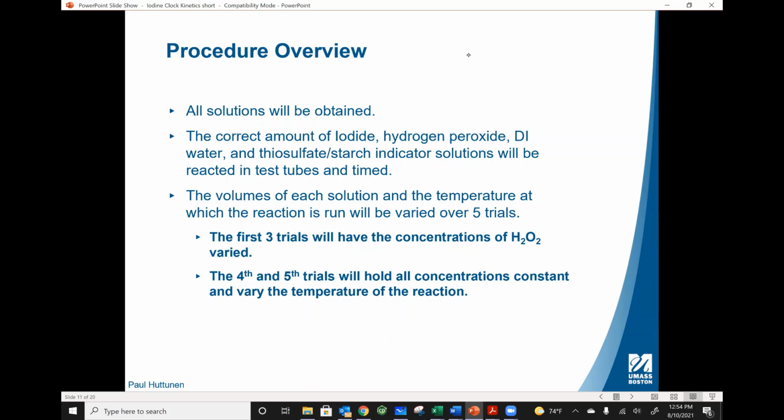All right, so the procedure overview, we will obtain all the solutions. They are pre-made. So we will have a solution of iodide, a solution of hydrogen peroxide, and DI water, as well as a thiosulfate starch indicator solution. So the first 3 trials, the concentrations of hydrogen peroxide will be varied. The 4th and 5th trials will have the same concentration as trial number 3, except the temperature will vary.